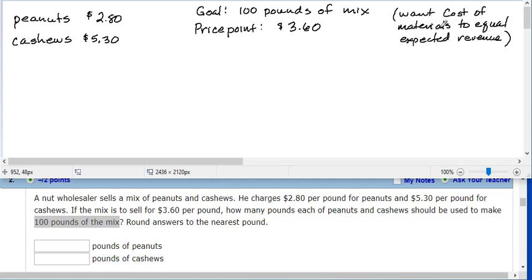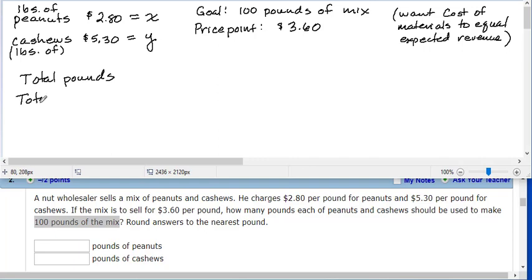For our purposes in this problem, we want the cost of the materials that we use, in this case the peanuts and cashews, to equal the expected revenue that we're going to get from selling it. I will let X stand for the pounds of peanuts that I use in the mix, and I'll let Y stand for the pounds of cashews. Then I'm going to have two equations, one that will talk about the total pounds and one that will talk about the total money spent and received. Okay, my first equation is pretty straightforward. The pounds of peanuts, X, plus the pounds of cashews, Y, should equal the total pounds of the mix when I'm done, which would be 100.